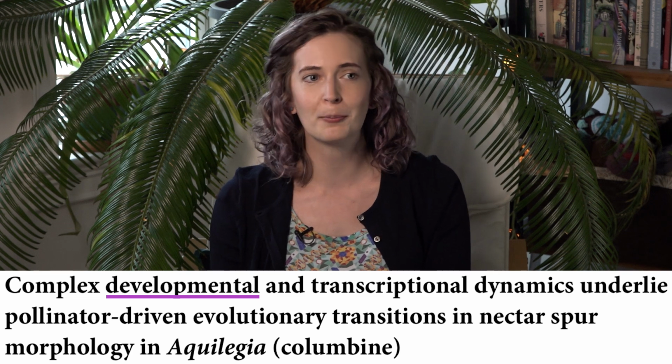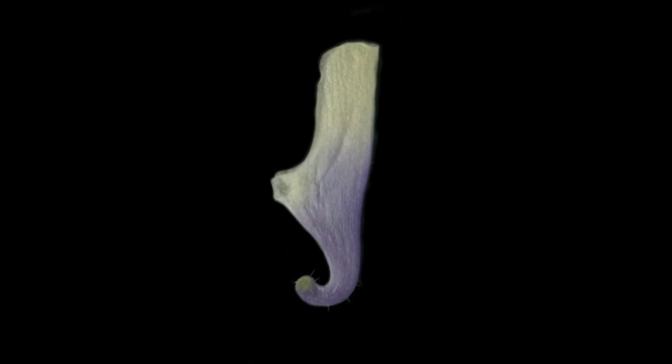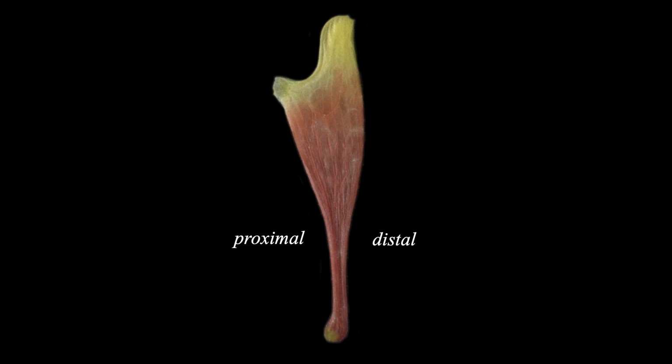What's happening as a spur grows to get these different shapes? Here's a curvy spur. For the rest of the video, I'll be referring to this surface as distal. This is the farthest from the center of the flower, and the opposite surface as proximal. It's closest to the center of the flower. In order for a spur to be curvy, the distal surface has to grow more than the proximal surface so the spur can bend around like that. And in straight spurs, growth has to be relatively even between surfaces so the spur remains straight.